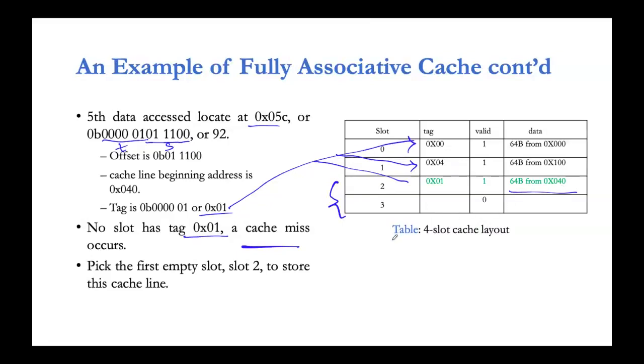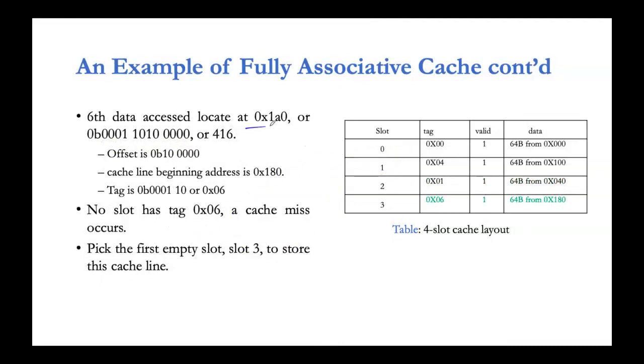Okay, so then it goes to the next access, which comes as the 101A0 address. Then to find out its tag value, this tag value is again compared with all of these, and it is not matching. 06 is not matching. Then we understand that no tags are matched. That means no slot has the 06 hexa value, so a cache miss occurs.